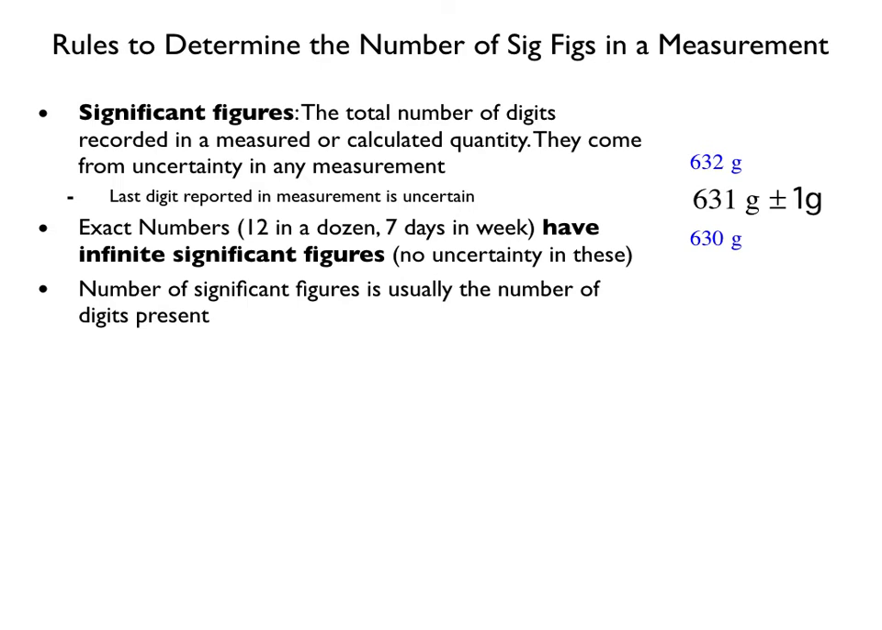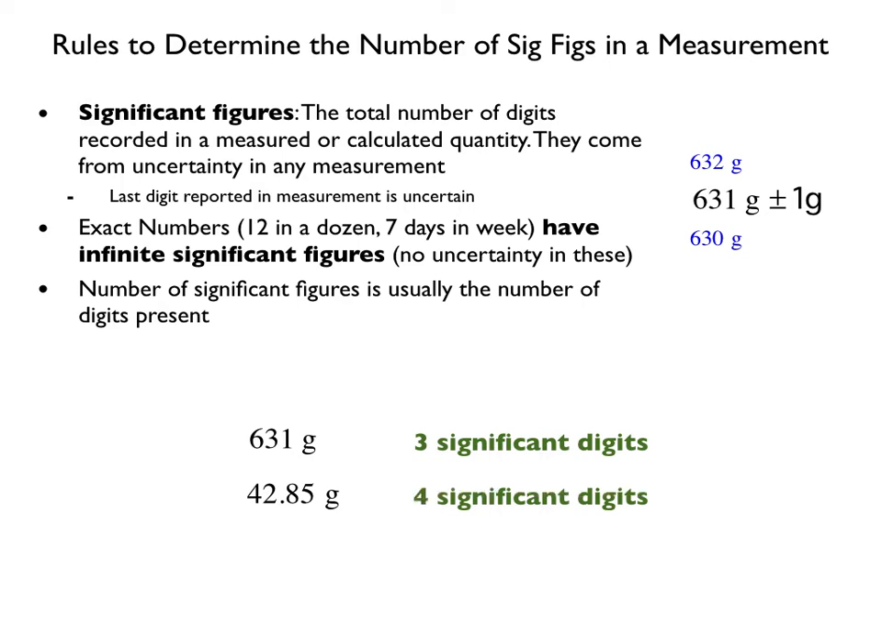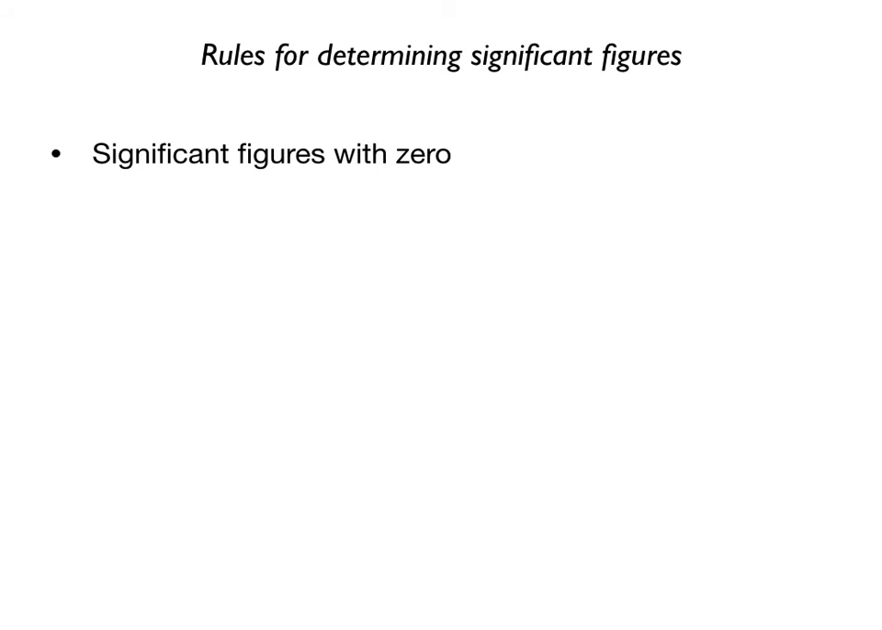In other measurements, the number of sig figs is usually just the number of digits present. So 631 has 3 significant figures. If we had 42.85, that has 4 significant figures. And if we go to something in scientific notation, 6.5 times 10 to the negative third grams, this would have 2 significant figures.